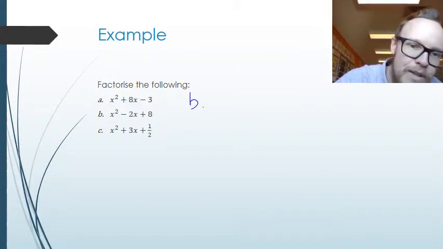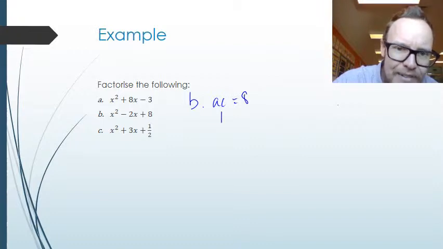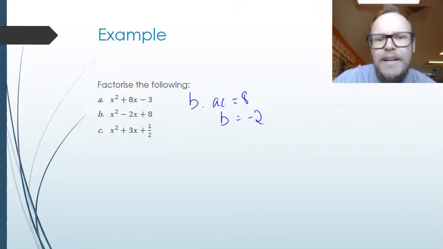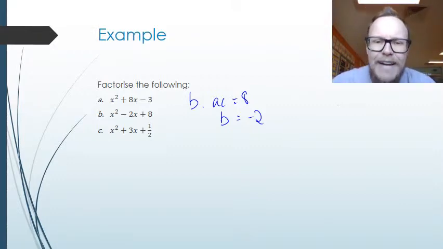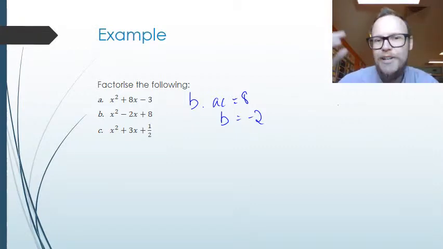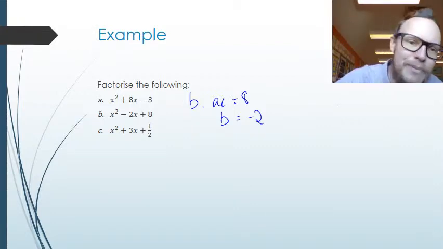Let's look at b. Again, if I look at ac, that's equal to 8. b is equal to negative 2. Very difficult here, okay? Two things that multiply to give 8, add to give negative 2. I can't do that. I could go through all the factors, and I think, well, I can't do that. I better factorise by completing the square.